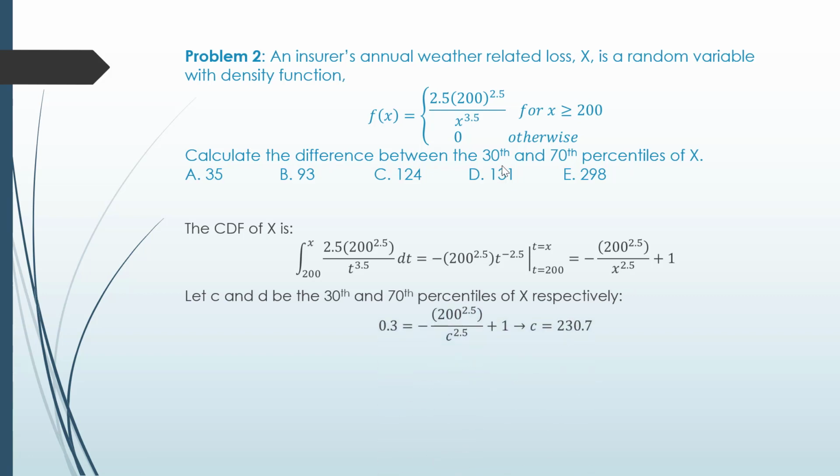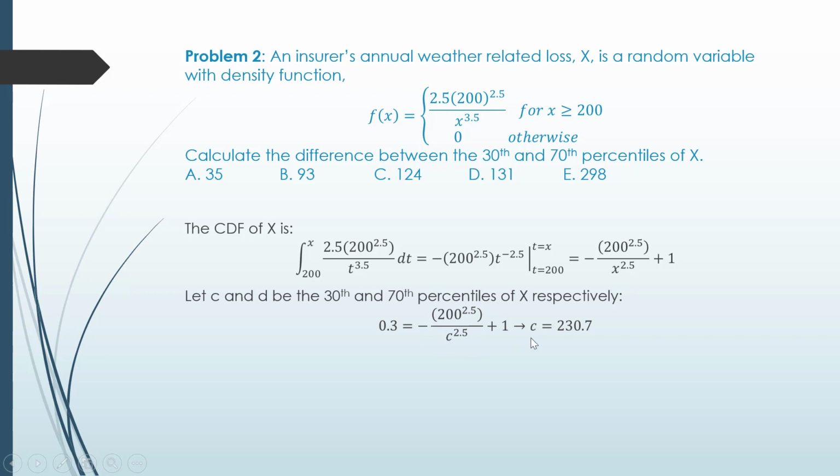So 0.3 is negative 200 to the 2.5 over c to the 2.5 plus 1. So c is 230.7. Remember, go back to the slide where we talked about the percentile. If c is the p-th percentile, then p equals F of c, the capital F of c. So we plug c into the CDF, and we have the percentile.